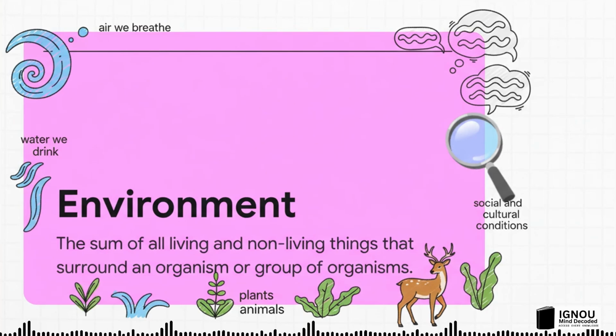Okay, so here's the official definition. The environment is the grand total of everything around us. It's the air we breathe, the water we drink, all the plants and animals, and even the social and cultural conditions that shape our lives. To put it simply, it's our complete life support system.